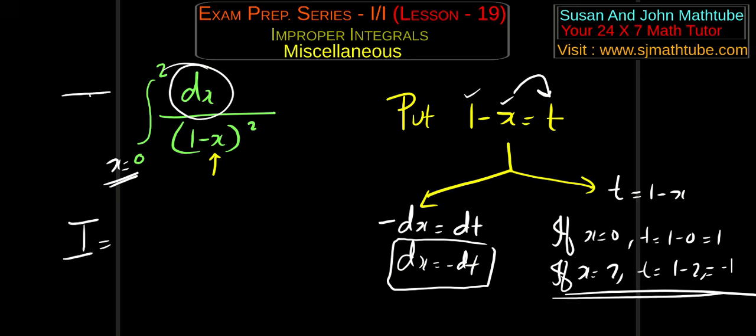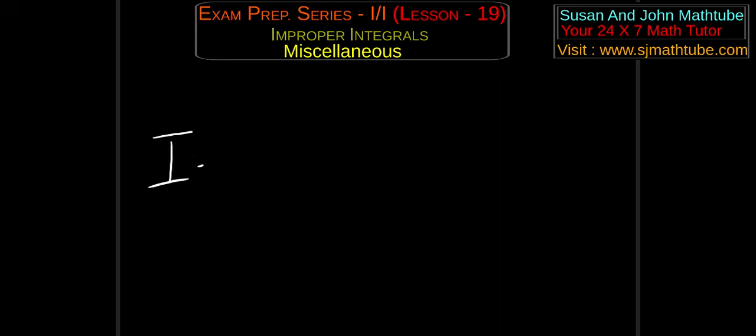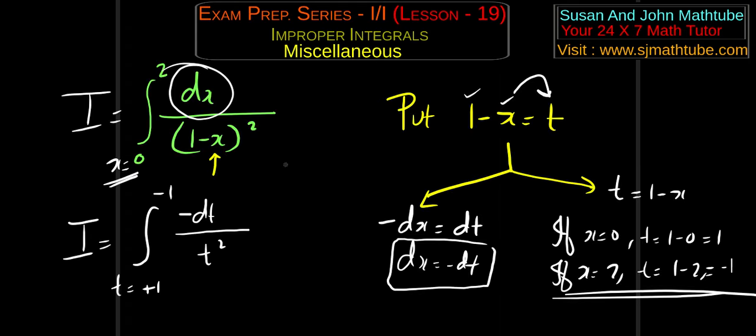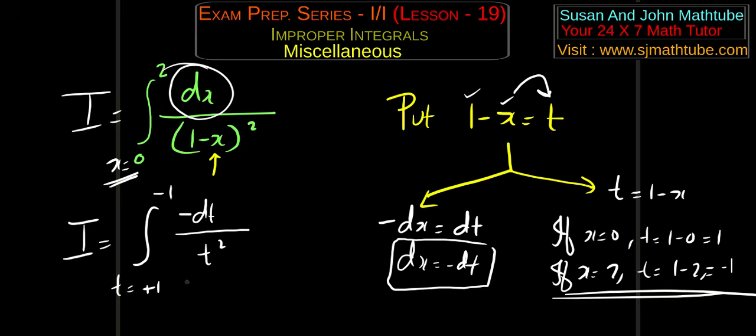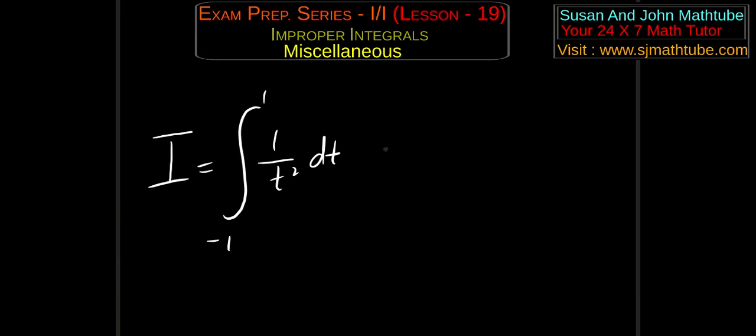I'll give this integral a name. What are the new limits? 1, 2, minus 1. And this is minus dt by t square. Okay, in the next line, I'm going to flip the limits. So 1 by t square dt. When I flip the limits, there will be a negative, and negative of negative will be positive. So we end up like this.